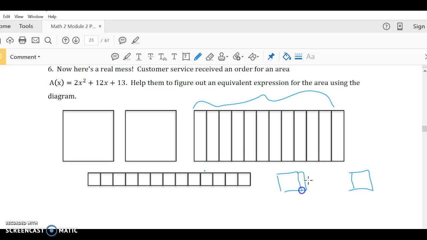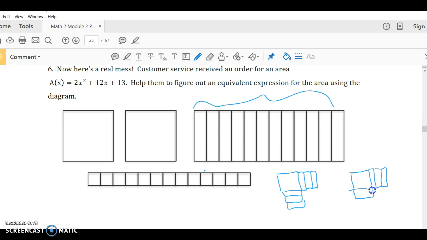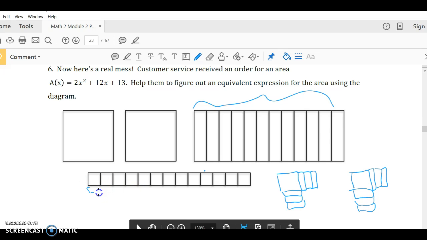How many am I going to put on each side? I'm going to put 3. Okay, 1, 2, 3, and so on. So if I do that to both of these, right, how many little ones do they give me? They give me right here, I have, if I'm not mistaken, it's 13 little ones.